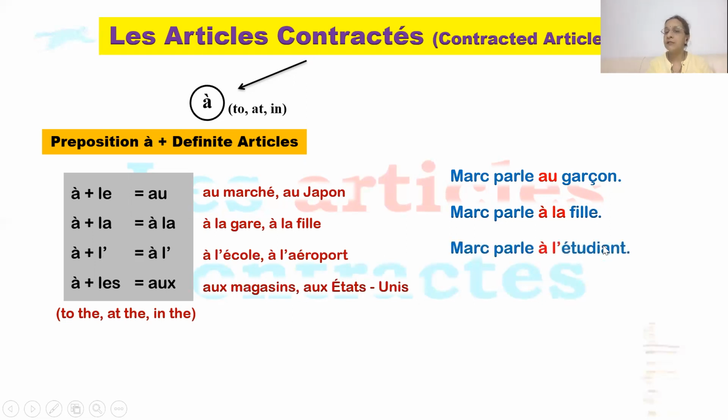Mark parle à l'étudiante. Étudiante is a noun beginning with a vowel, so l'. And Mark parle aux filles, filles being a plural noun, I have to use aux. So whether I use au, à la, à l' or aux depends upon the object noun. Masculine singular au, feminine singular à la, vowel à l', plural aux.